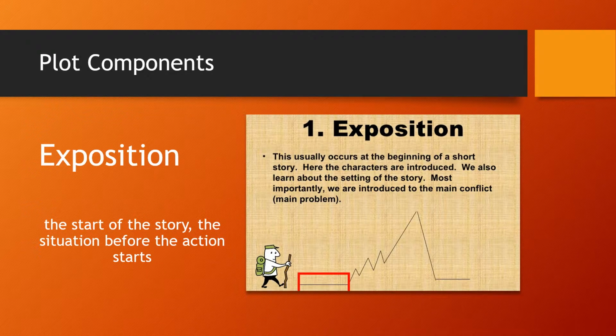The first plot component is the exposition of a story. This is the start of the story and the situation before the action starts. The example of an exposition in the Three Little Pigs is when the Three Little Pigs leave home for the first time.